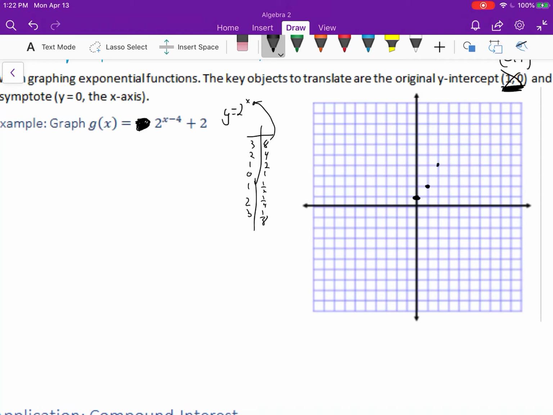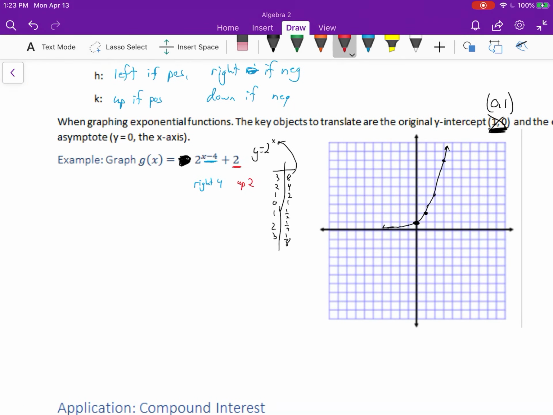I know I did that quickly. You can pause and think through that if you would like. 2, 4, 3, 8. And then we have it getting closer and closer to the x-axis over here. So this is y equals 2 to the x, which, again, we did graph earlier. So we're going to take this thing, and we are going to move it right 4, and we're going to move it up 2.